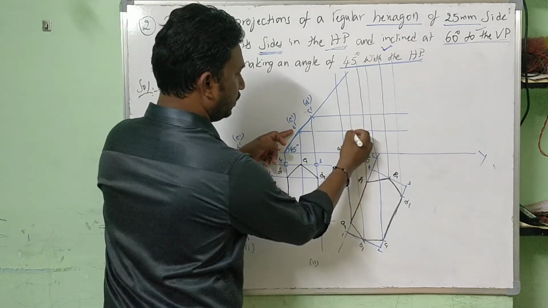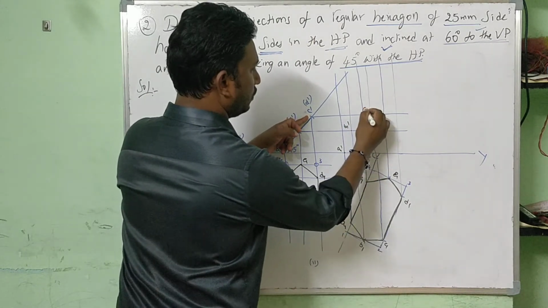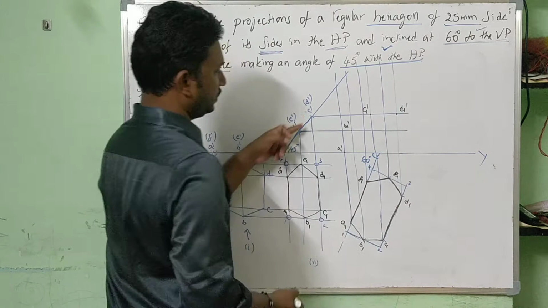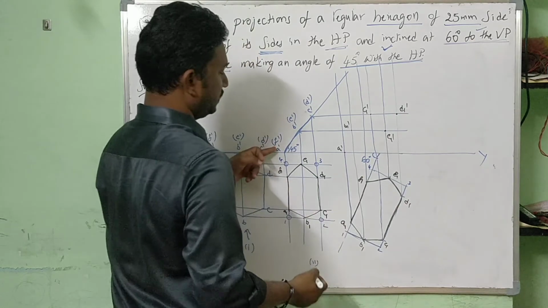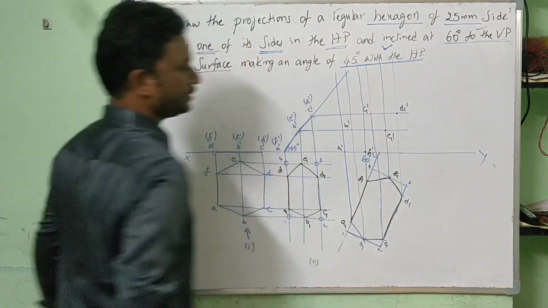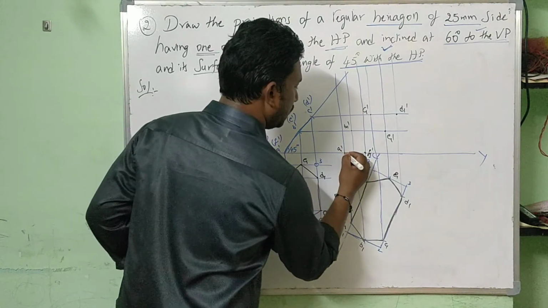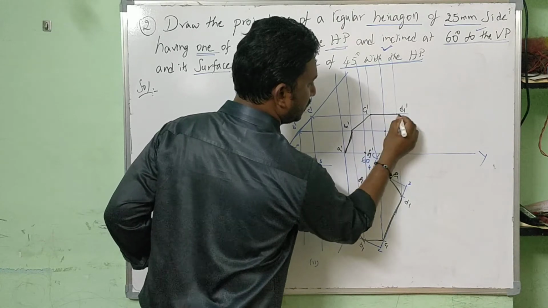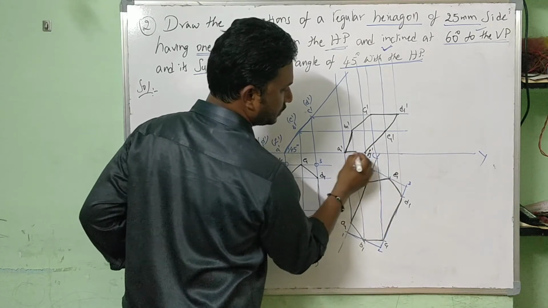B dash, B1. B1 dash. C dash, C1. C1 dash. D dash, D1. Same here, D1 dash. E dash, E1. E1 dash. F dash, F1. F1 dash. Just picking the intersection points. Finally join A1 dash, B1 dash, B1 dash, C1 dash, C1 dash, D1 dash, D1 dash, E1 dash, E1 dash, F1 dash.